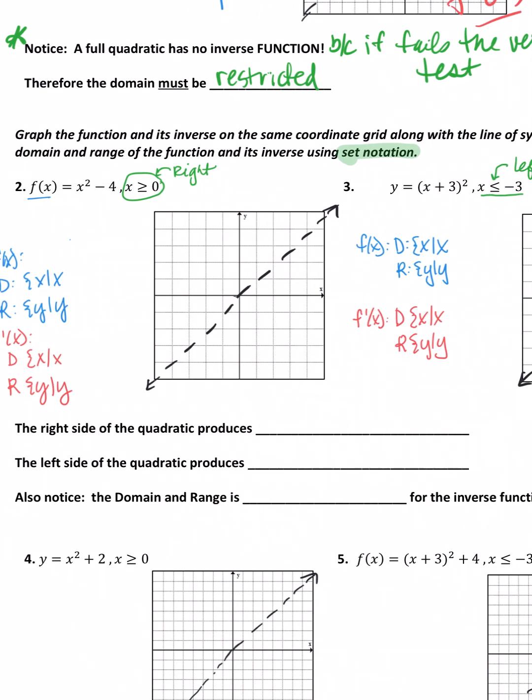I'll keep those in blue. So this one's x squared minus 4, so my vertex is going down 4, and I'm only doing the right side, so I'm going to go over 1, up 1, over 2, up 4. So it hits the x-axis, and there's my curve, all right?